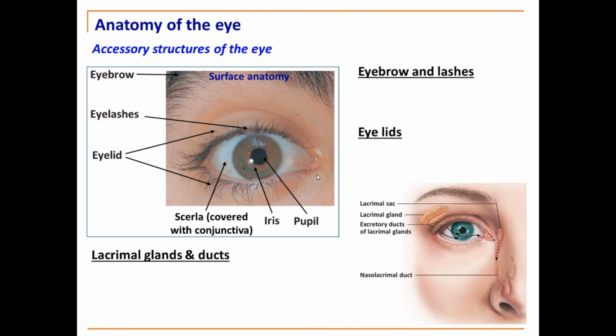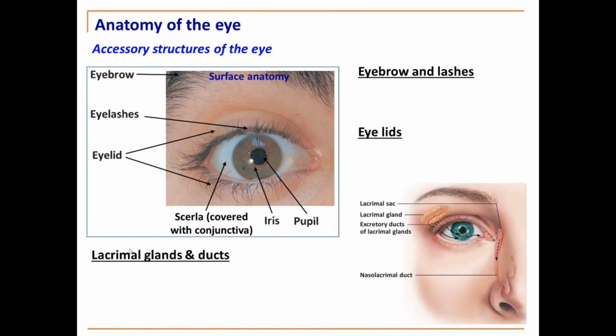Here are some of the accessory structures of the eye, and I'd like you to take a look at this. We can see you've got your eyebrows, your eyelashes, your eyelids, the sclera, which is covered in conjunctiva, your iris and your pupil. But what I really want you to think about is, what is the function of the eyebrows and the lashes? What's the function of the eyelids? And what are the functions of the lacrimal glands and the ducts? I'd like you to press pause and think, what are the key features of each bit?